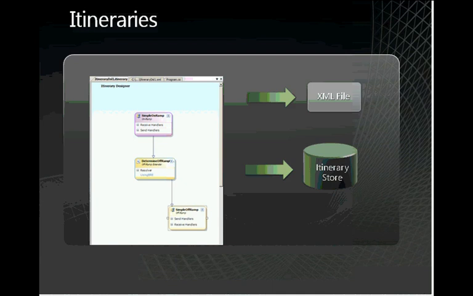The off-ramp is the last element, or can be the last element, and it sends the message out of the bus, for example, to a web service or a message queue or a file. When you deploy an itinerary, you can deploy it as an XML file, or you can deploy it directly in an itinerary store.